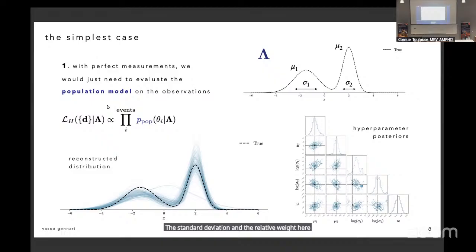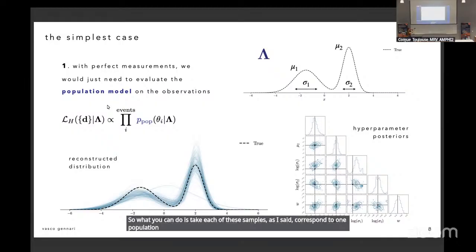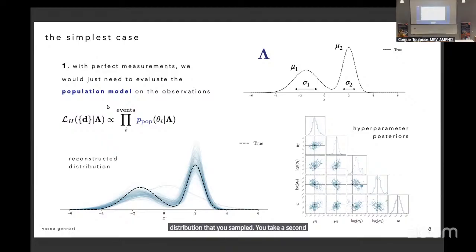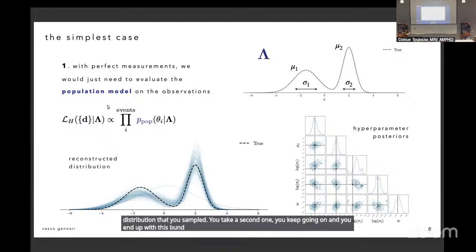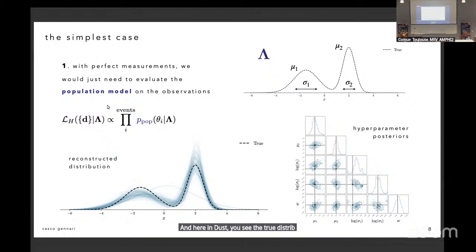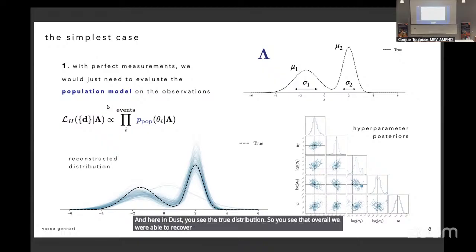So what you can do is you take each of these samples, as I said, correspond to one population. So you're able to take one and plot a curve corresponding to the distribution that you sampled. You take a second one, you keep going on, and you end up with this bundle of curves corresponding to the samples on the population parameters projected as a population. And here in dashed, you see the true distribution. So you see that overall, we were able to recover pretty much the underlying shape from which the events have been drawn.